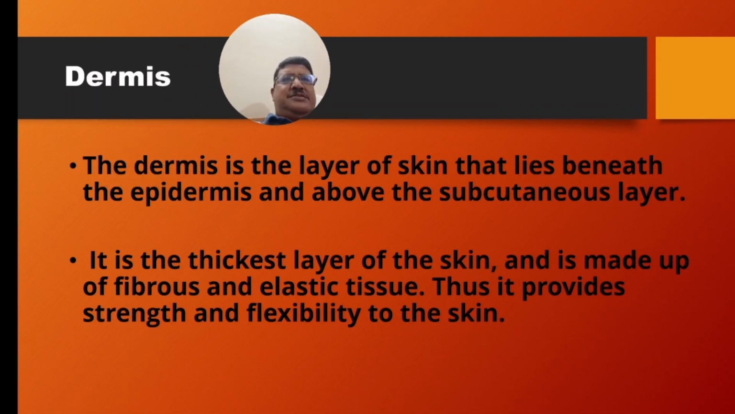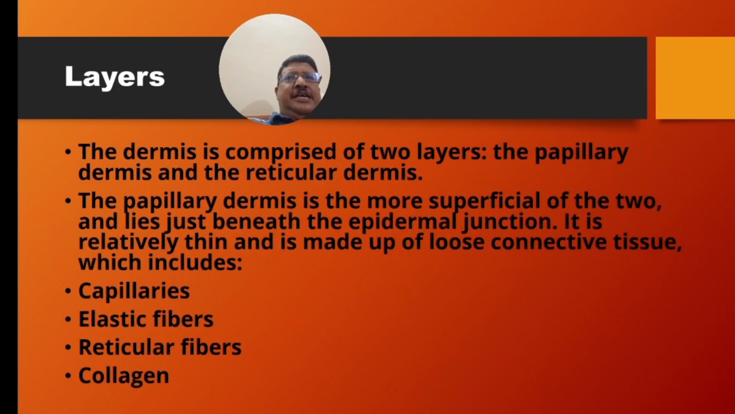So, dermis, this is the second layer. The dermis is the layer of skin that lies beneath the epidermis and above the subcutaneous layer. It is the thickest layer of the skin and is made up of fibrous and elastic tissues. Thus, it provides strength and flexibility to the skin. What are the layers of the dermis? The dermis is comprised of two layers, the papillary dermis and reticular dermis.